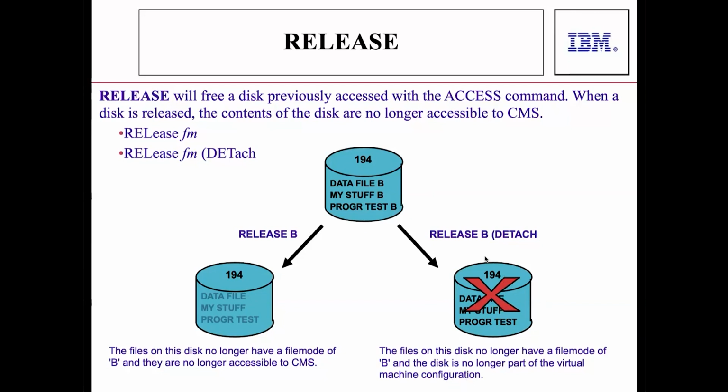I assume that the files and the disks still exist. It depends on who owns the disk and how it was created, but more than likely they still exist. I can link it again, probably, and then access it again. But if I release and detach it, I no longer see it in my virtual machine configuration. And really, this DETACH option is just a convenience, so you don't have to do two commands. You don't have to say RELEASE B, then DETACH 194. CMS just does that for you, but it's handy to know about.